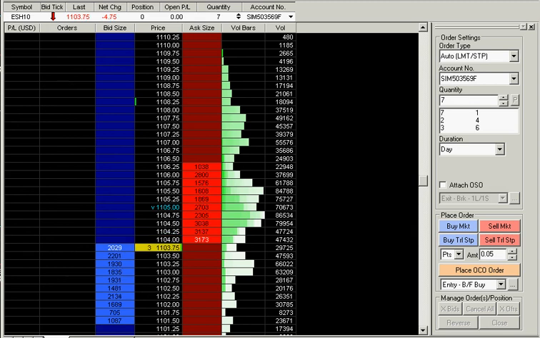Use these high volume areas as support or resistance levels. You're going to need to break through those levels if you're going to expect market activity to go beyond it.